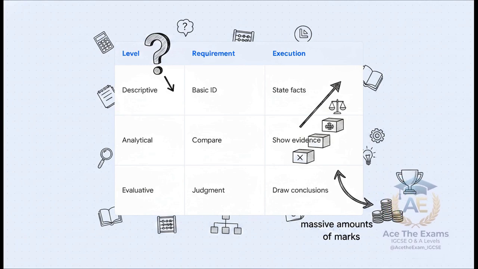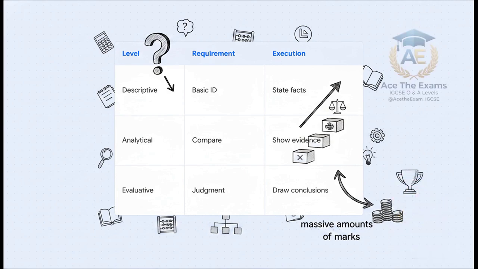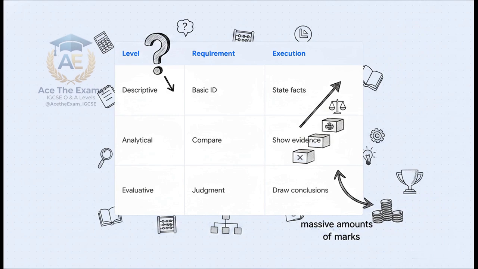That's better, but it's still not top tier. To hit the evaluative level and unlock those final, heavily weighted marks, you must execute higher order judgment. You must draw conclusions on relative importance and justify alternatives. Let's imagine our creative student, Sam, writing a paragraph here.